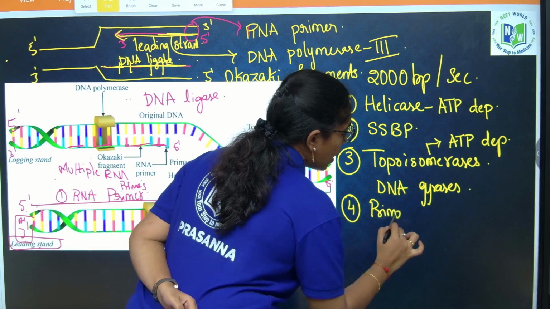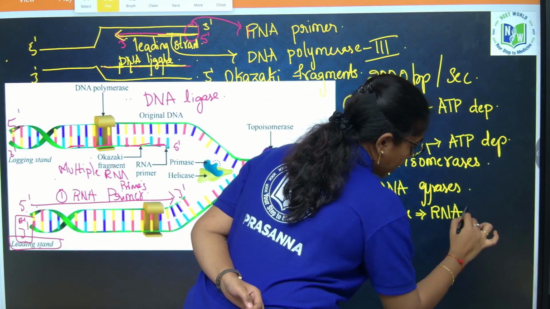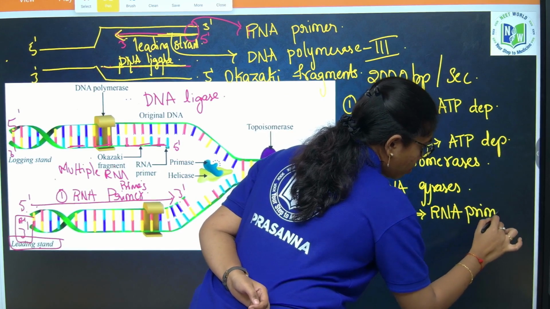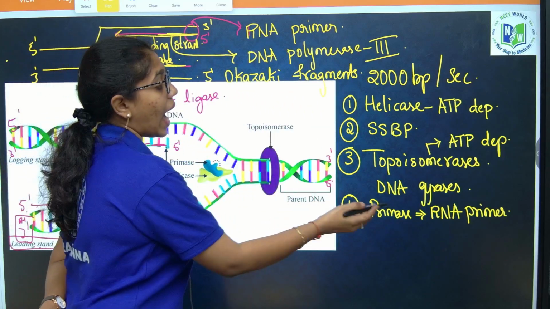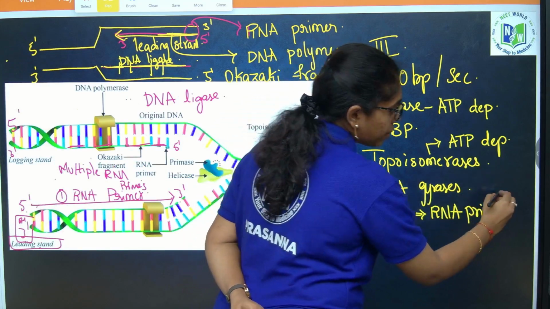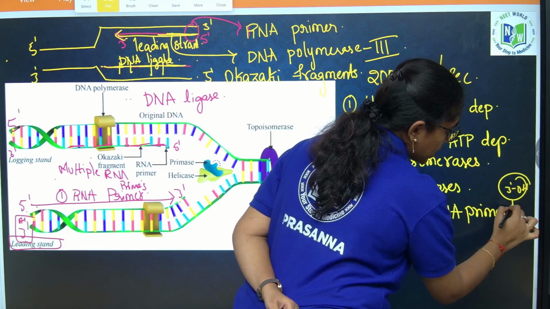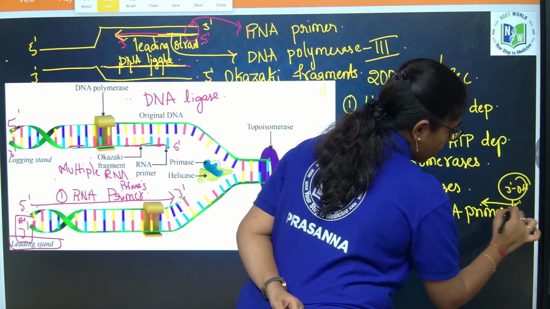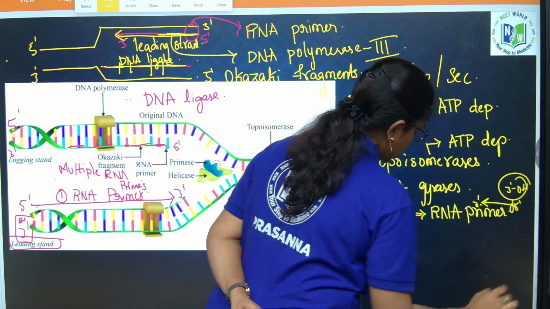The fourth enzyme is primase. What is that? Primase, that adds the RNA primer, which acts like a starter for the DNA synthesis. The RNA primer is added at what place of the template strand? It identifies the 3' OH group. The synthesis is always started from 5' to 3'. The RNA primer is added at this region.